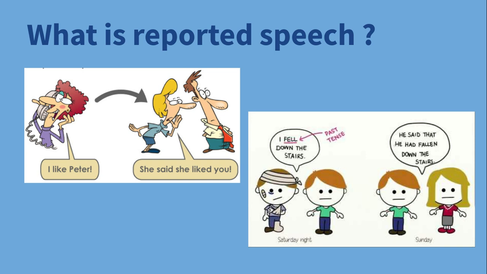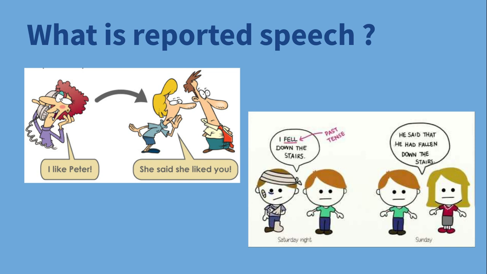Well, I have two pictures here which will hopefully help you understand the idea of reported speech. We see in the first picture, "I like Peter." And then her friend said, "She said she liked you." And in the other picture, "I fell down the stairs." "He said that he had fallen down the stairs."